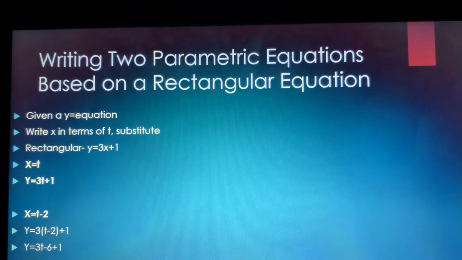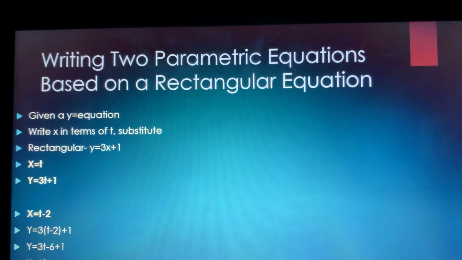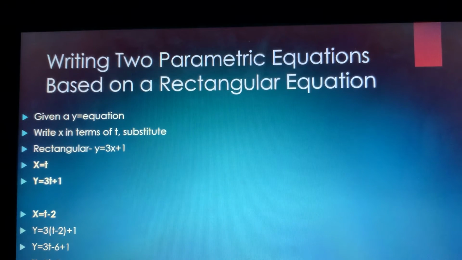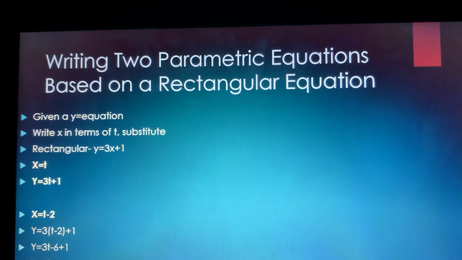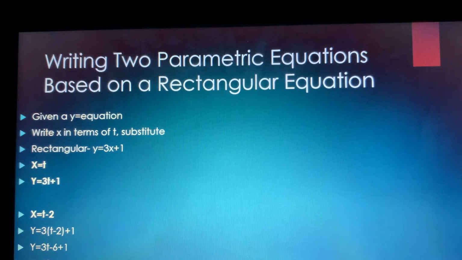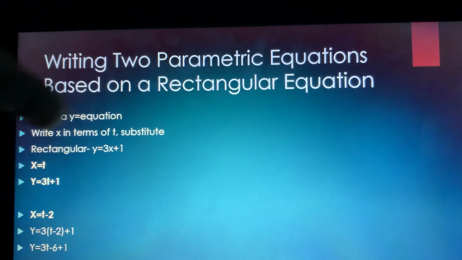So we could do one, for example, that says x equals t minus 2. Then to get our y equation, we just have to substitute in x. So instead of our equation being y equals 3x plus 1, we substitute in x, and we get t minus 2 as x. So 3 quantity t minus 2 is just 3t minus 6, and the plus 1 from up here gets 3t minus 5.